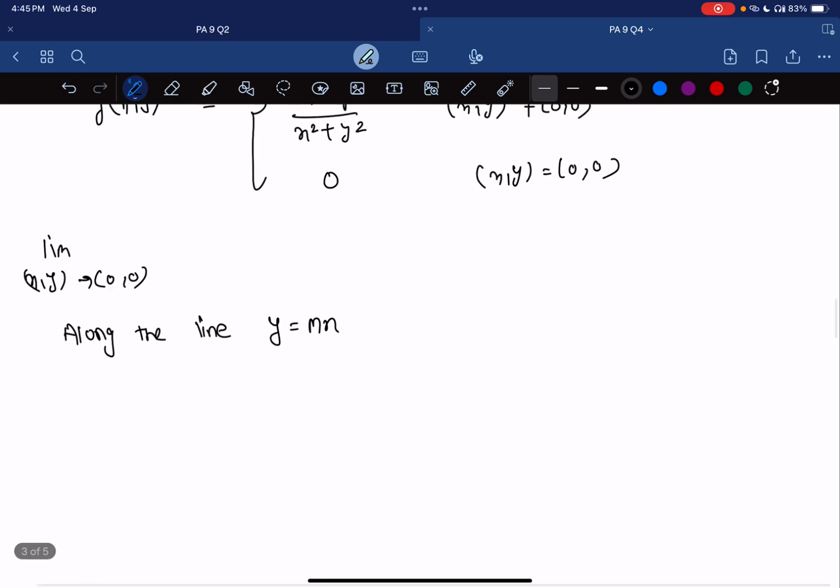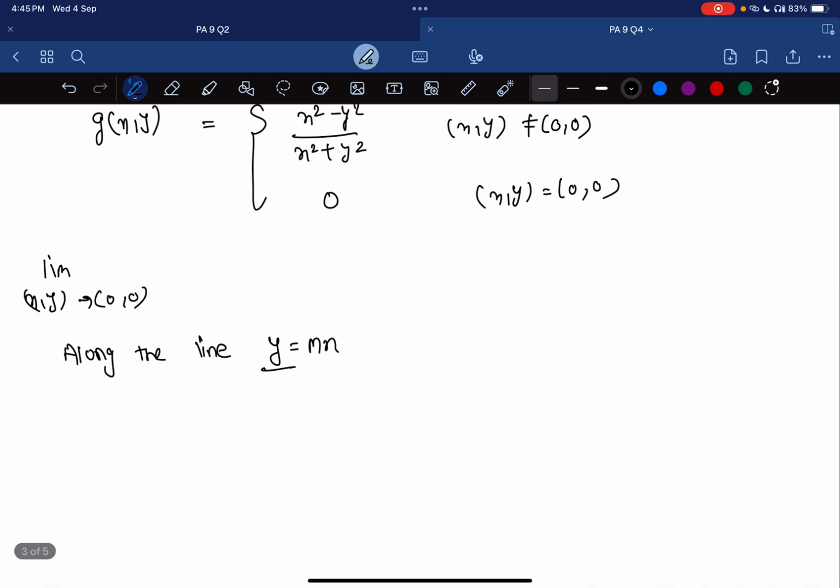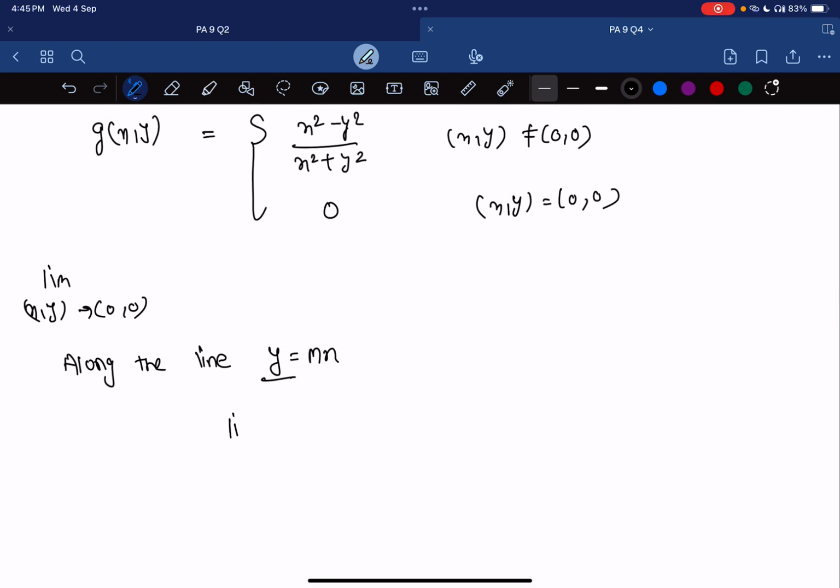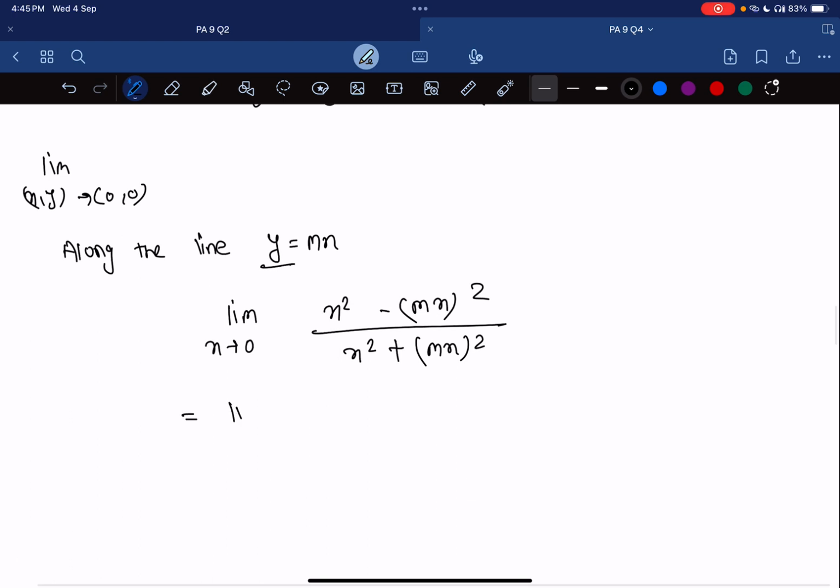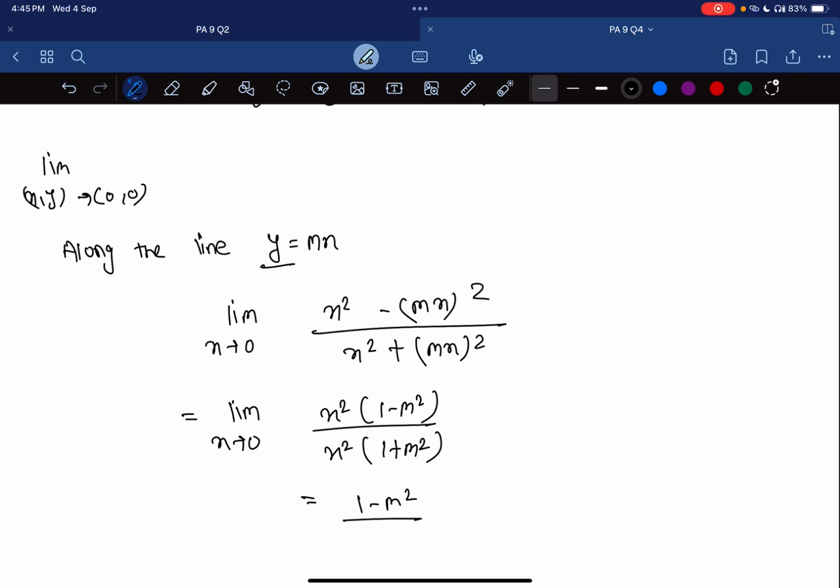So we will basically replace y with mx in the function g. So now function g would be just the function of x only, as y is replaced with mx, and if we just expand it, the limit value would be 1 minus m square divided by 1 plus m square.